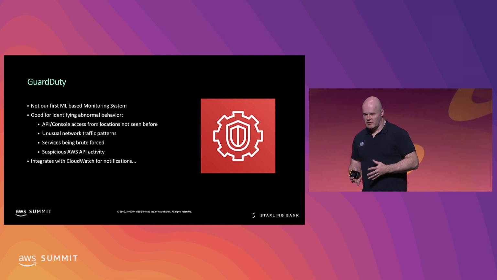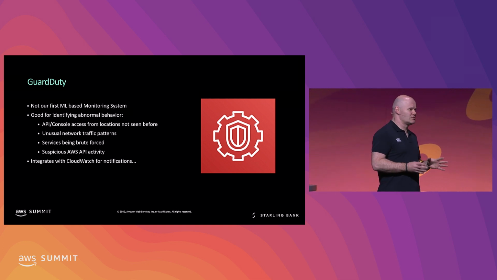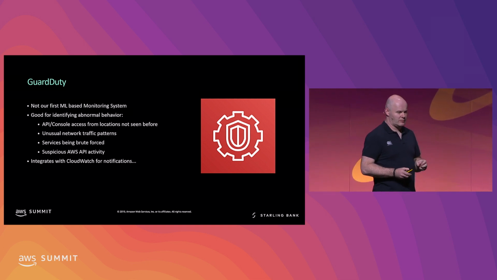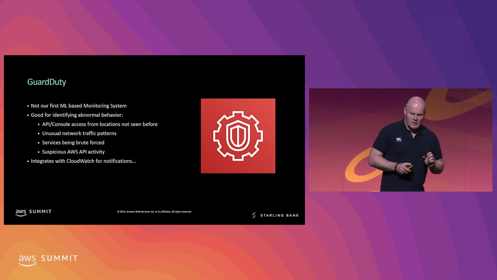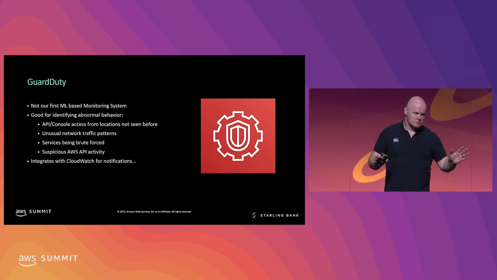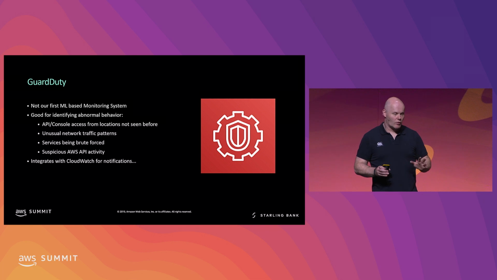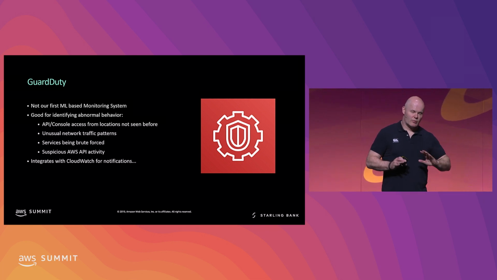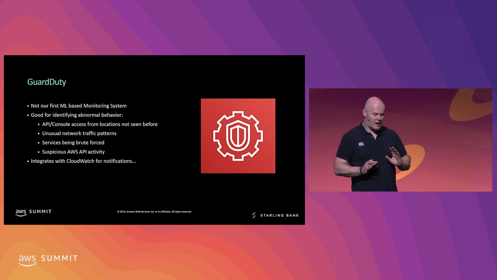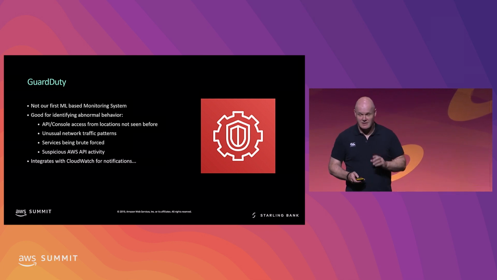Our most recent monitoring and alerting tool is GuardDuty. And GuardDuty is not our first machine learning monitoring system, but it is the system that we use today. GuardDuty is good at giving us full visibility across all of our estates very quickly of all activity that we don't want to be happening to do with our API access and network services. GuardDuty also integrates into CloudWatch.